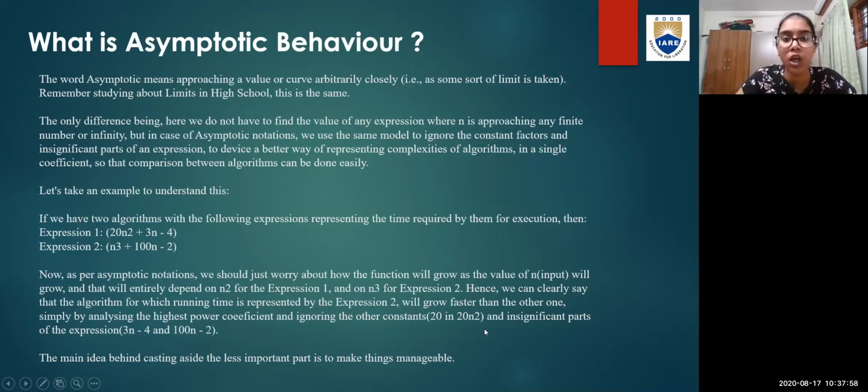We ignore the constants and we ignore the insignificant parts like 3n minus 4 in the case of expression 1 and 100n minus 2 in the case of expression 2. We just depend upon the highest power coefficient. The main idea behind casting aside the less important part is to make things manageable so that the comparison of algorithms becomes easy and also a better way of representing the complexities of algorithms.